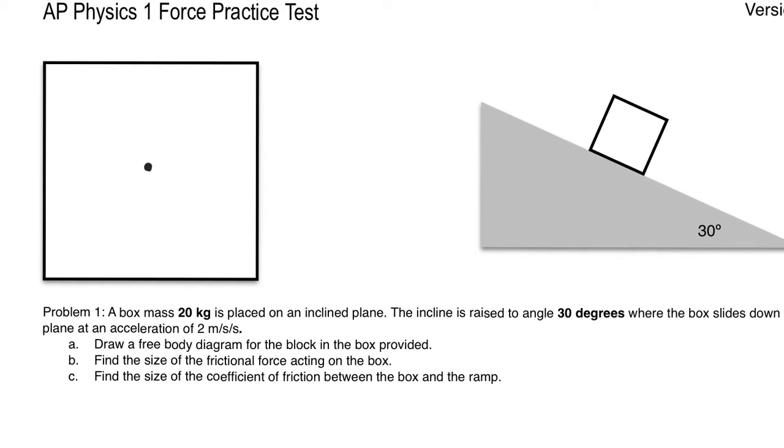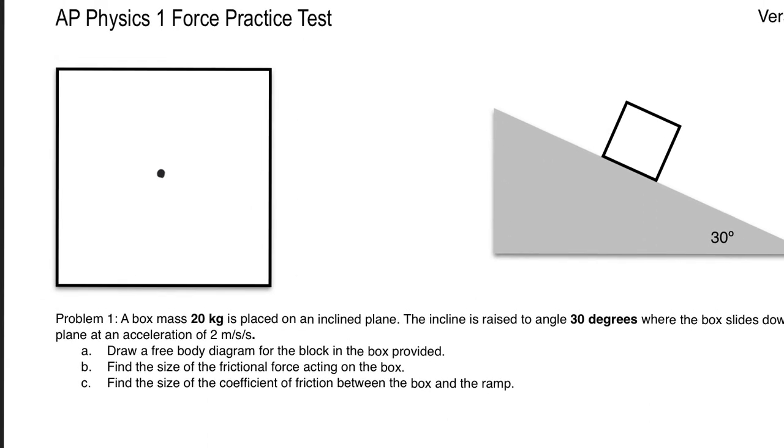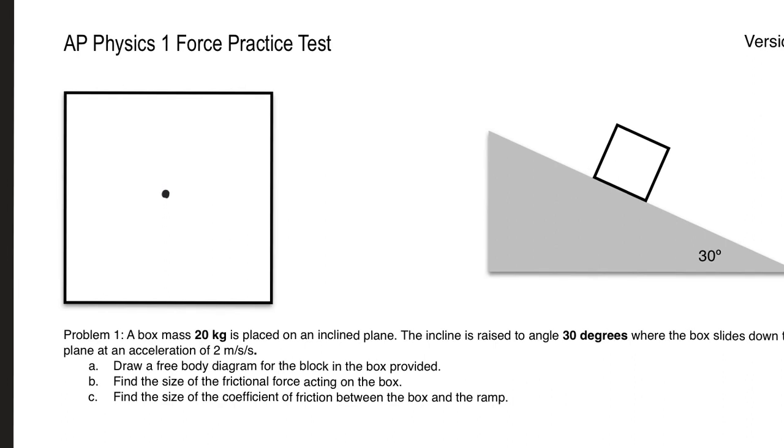Mr. Sheldon, sore loser. All right. A box. Yeah, there's always some stupid box. 20 kilograms sitting on a thing. The incline is raised so much where the box slides down, blah, blah, blah. Draw a free body diagram for the block in the box provided.